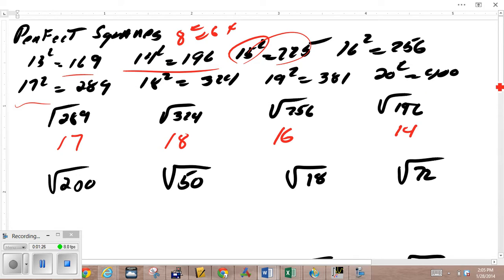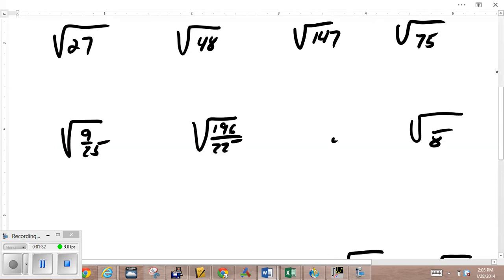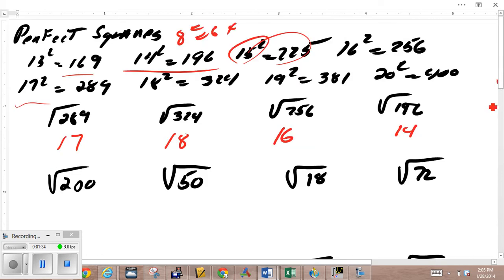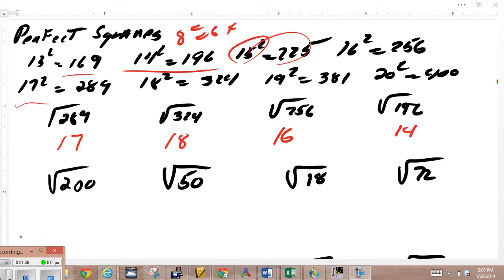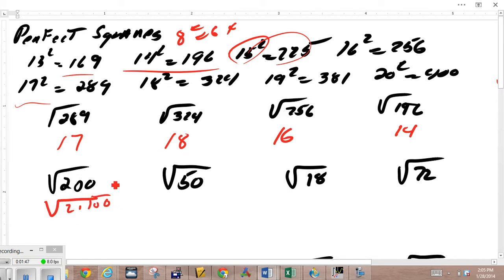Now, most of the time, the numbers that you're going to see are not going to be perfect square numbers like these. They're going to be something times a perfect square, like you see here in the next grouping. So in other words, 200. No, that's not a perfect square, but it is 2 times 100. And there are rules for radicals which allow us to say that taking the square root of 2 times 100 is the same thing as taking the square root of 2 times the square root of 100.